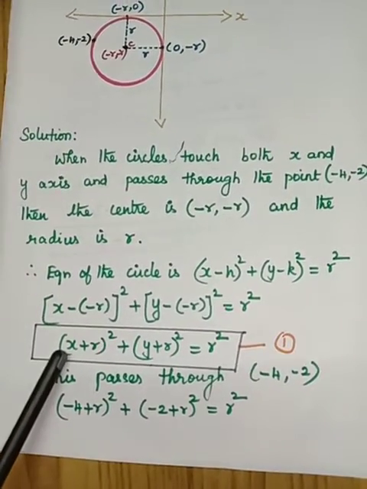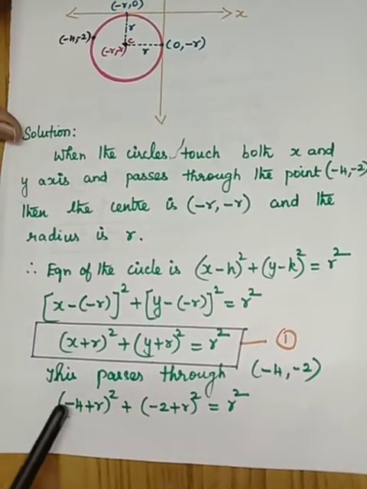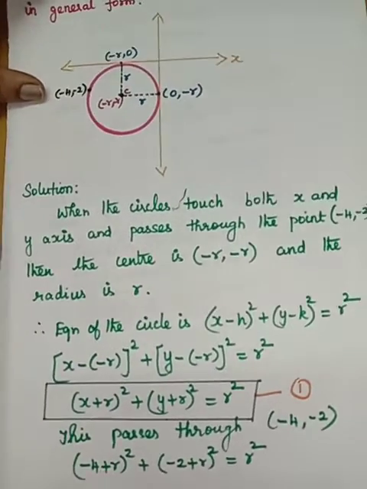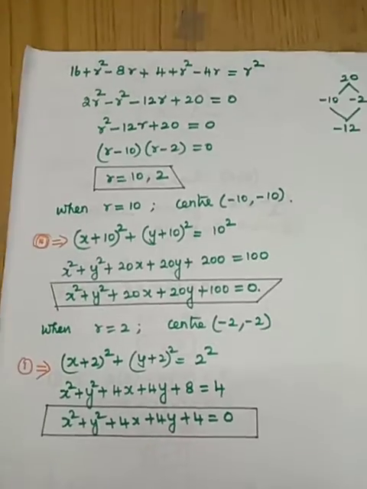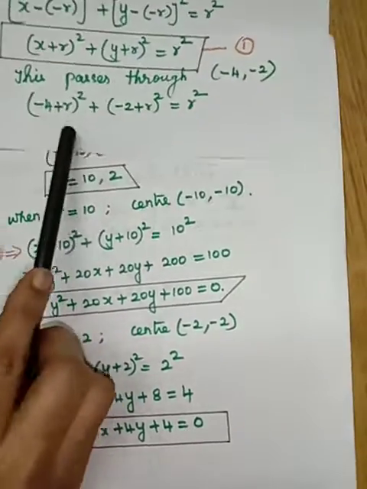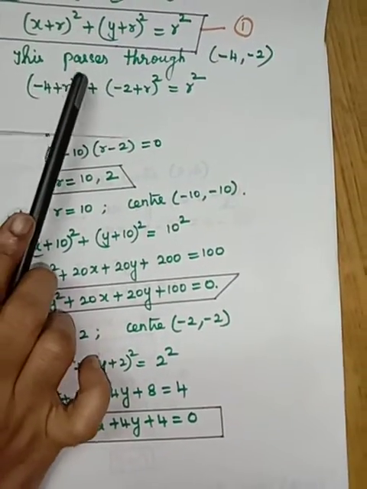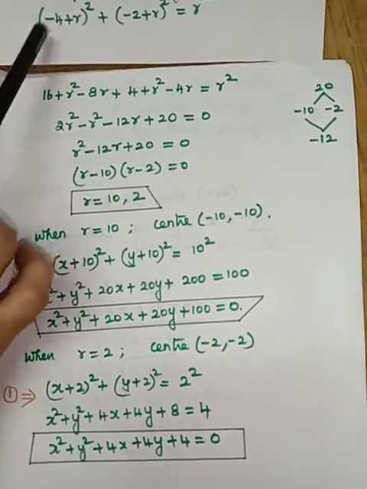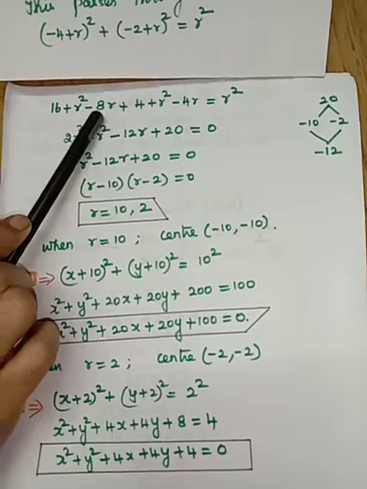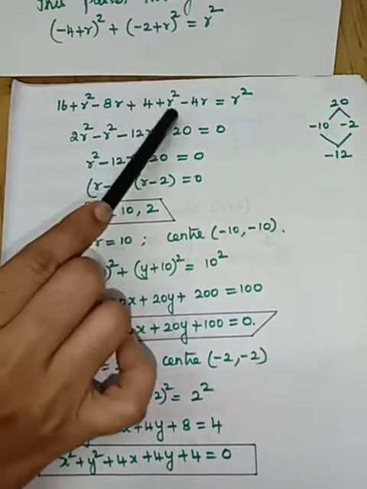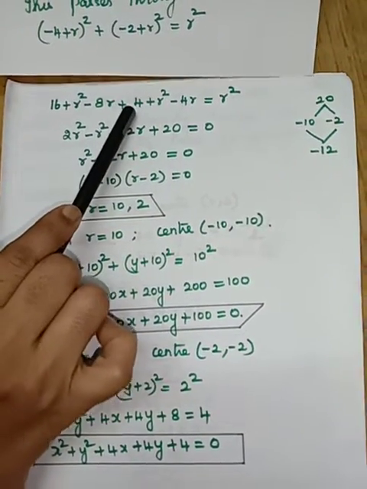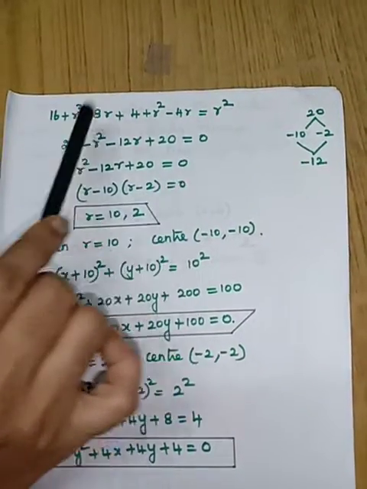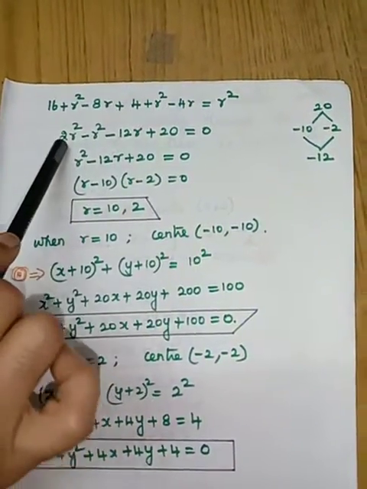When you substitute minus 4 in the place of x and minus 2 in the place of y, and expand this, you will get the answer. See the expansion. It is in the form of a minus b the whole square. So a squared is r squared and b squared is 16 minus 8r. In the same way, a minus b the whole square: a squared r squared and b squared 4, and here minus 4r is equal to r squared. So r squared plus r squared is 2r squared.